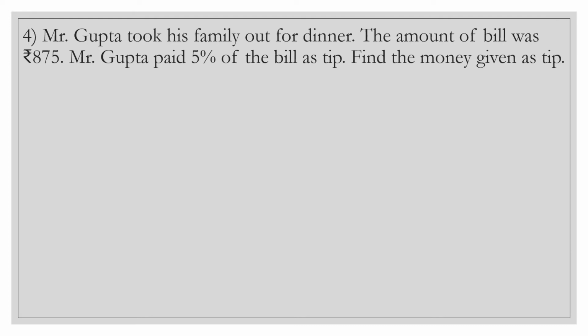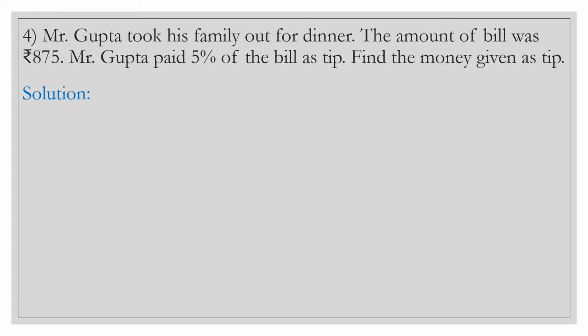Question number 4. Mr. Gupta took his family out for dinner. The amount of bill was 875. Mr. Gupta paid 5% of the bill as tip. Find the money given as a tip. See, in this question, Mr. Gupta paid 5% of the bill amount as tip and the bill amount is rupees 875. So we need to calculate 5% of rupees 875.